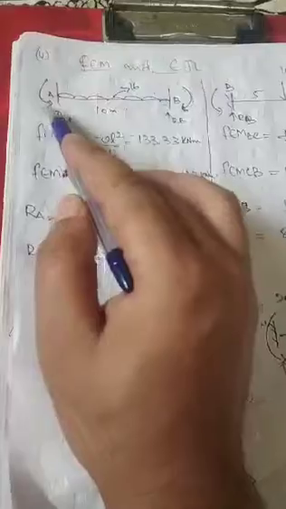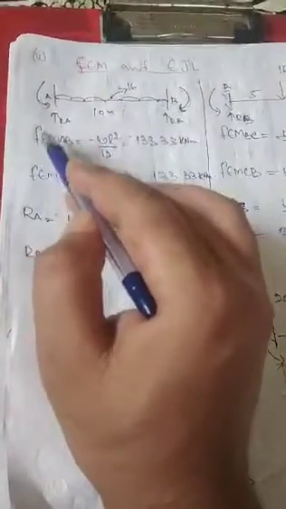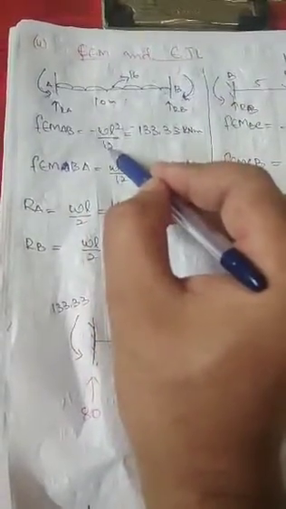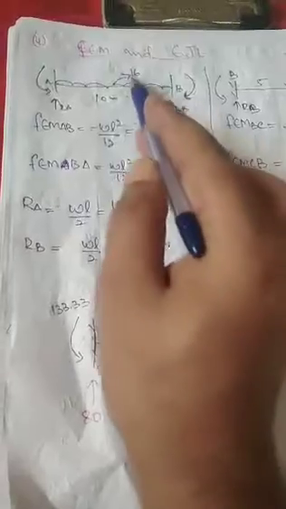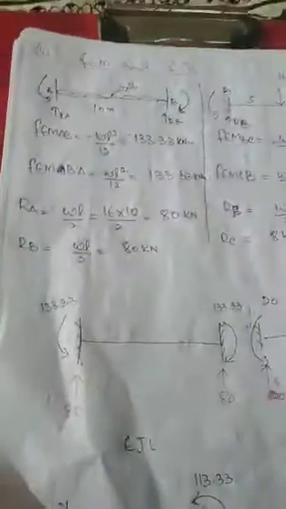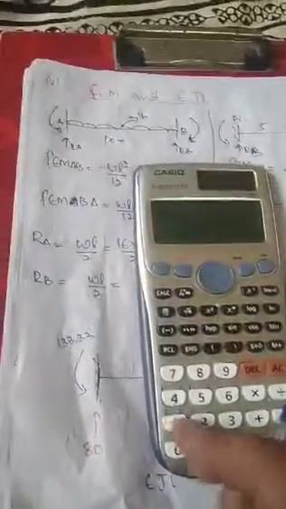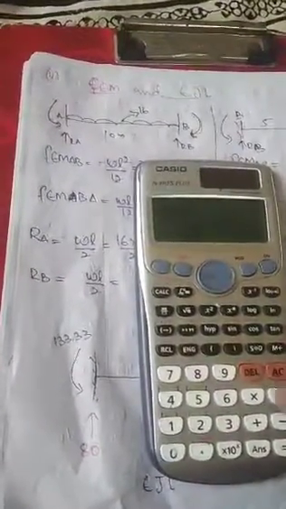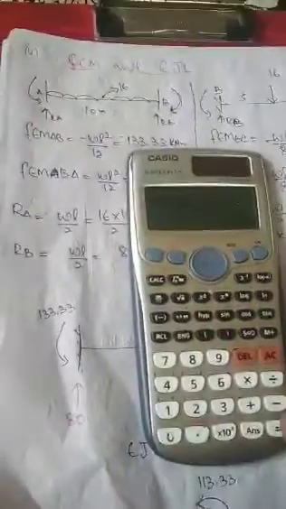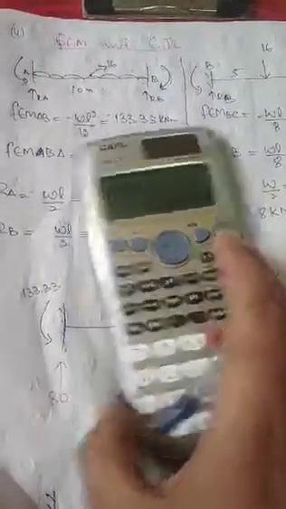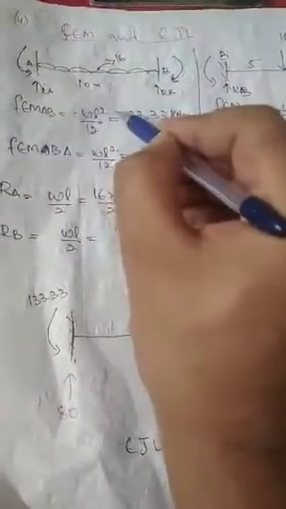We have to calculate the fixed end moments of the AB span, which will be equal to minus WL square by 12. When we enter the value of W, I will show you. W is 16 into L square, L square is 10 square, divided by 12. It will be 133.33 kilonewton meter. So from this side it will be minus. It is an anti-clockwise direction, so we will take minus here.